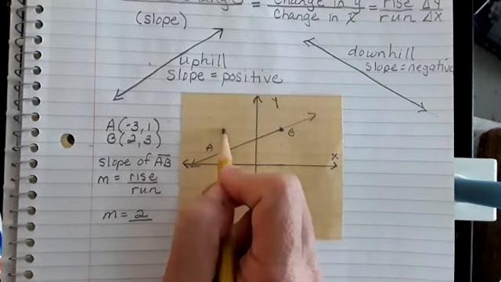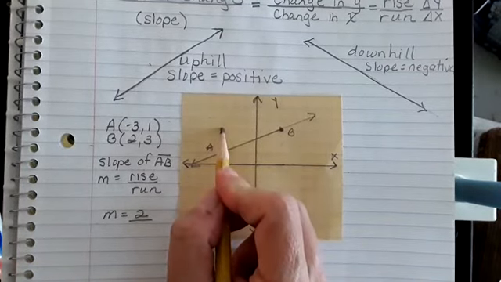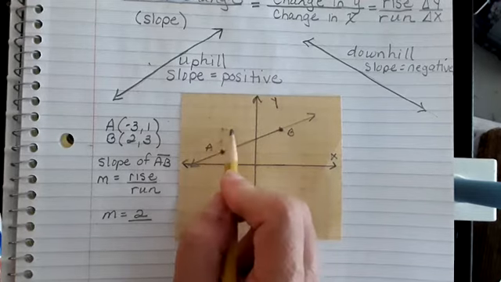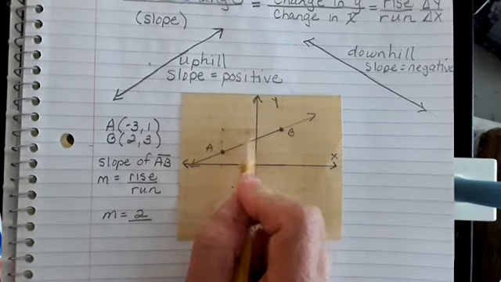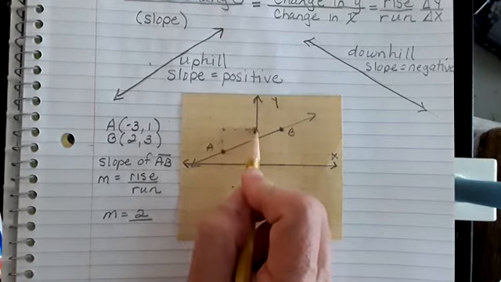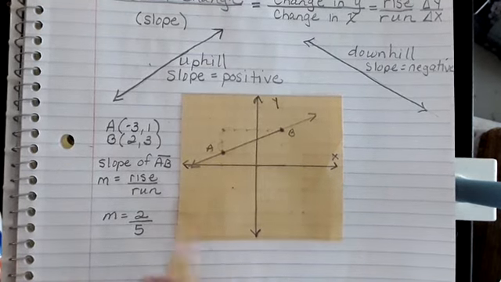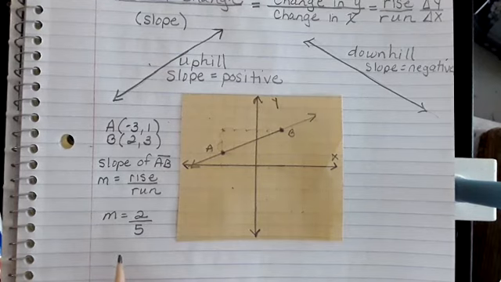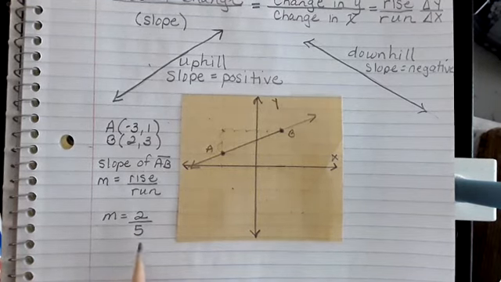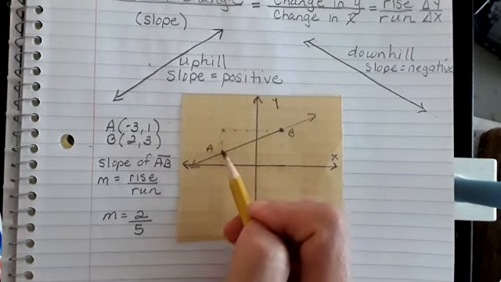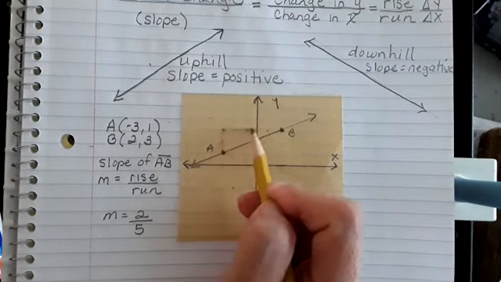And so when you go up 2, you're standing here. And you still need to get to the other point, which is over here. So now you have to move to the right 1, 2, 3, 4, 5 boxes. To the right 5 boxes. Your slope is a fraction, 2 over 5. So that is one way you can write the slope. That means for every 2 boxes you go up, you will go 5 boxes to the right.